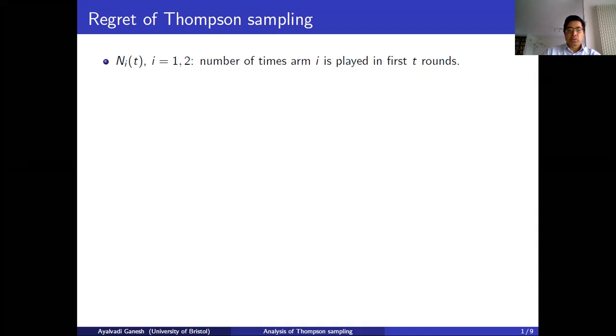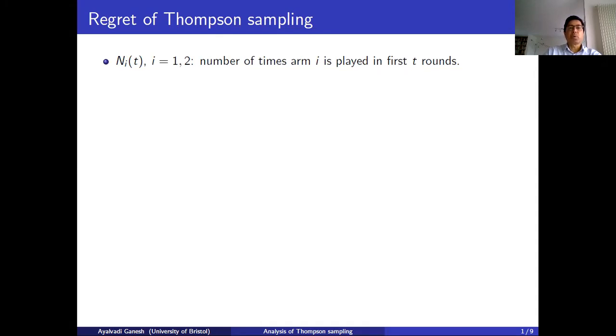So we want to obtain bounds on the regret of the Thompson sampling algorithm. We are going to continue looking at the setting of two Bernoulli arms. The generalization to any number of Bernoulli arms is not hard, but in order to minimize notation and keep things simple, we'll just look at the case of two arms.